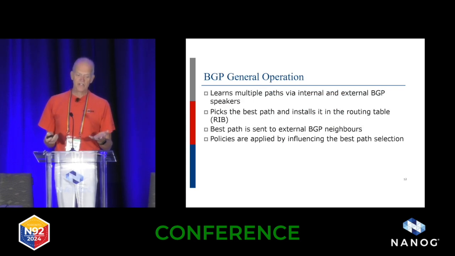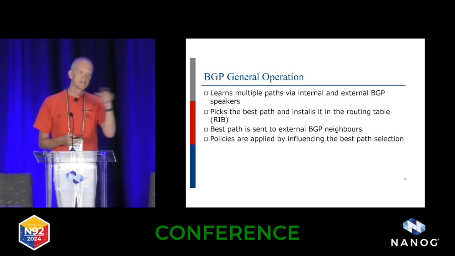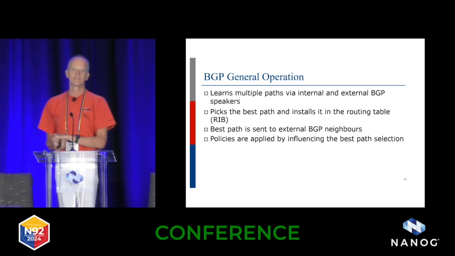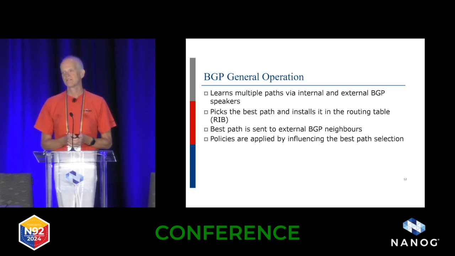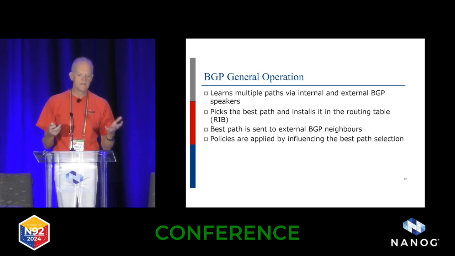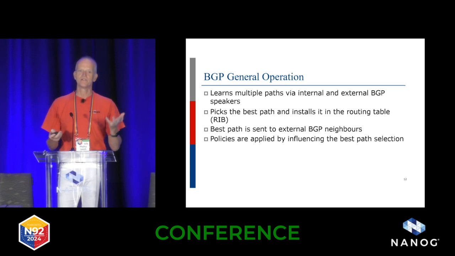General operation: learning paths via internal speakers, so inside the network, or from outside locations, other autonomous systems. Picks the best path. There's an algorithm to do that. Best path is sent to external neighbors. And then the way you implement policy in BGP is modifying the best path selection. You influence it to get the outcome that you wanted.